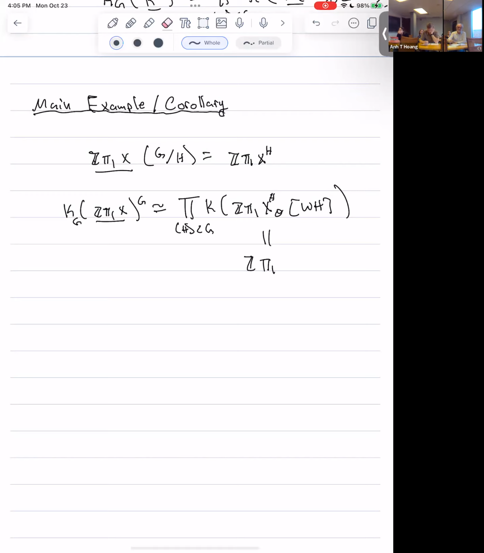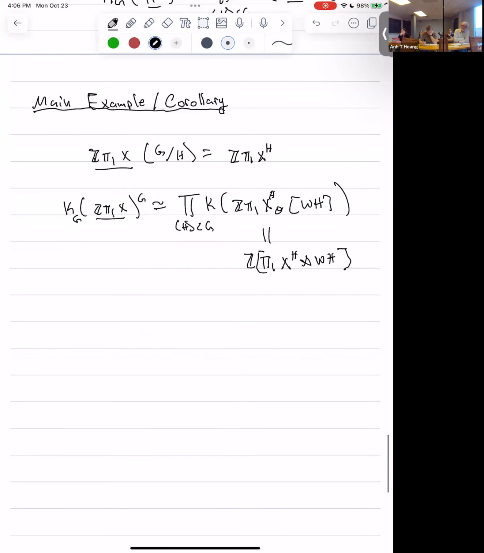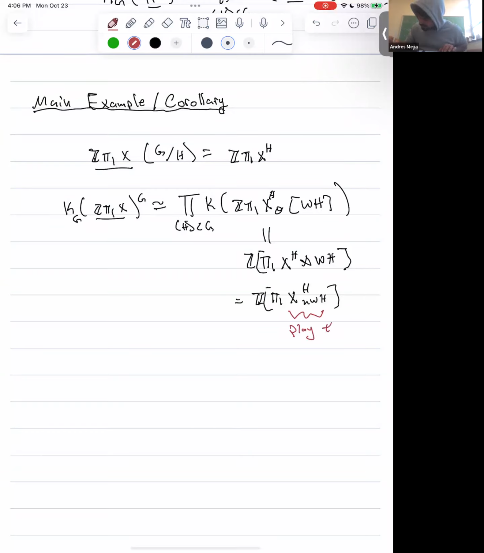WH. And this is, of course, what we desired because this is equal to Z adjoined pi 1 of X, HWH. And the way we typically think about this is on the level of spaces. These guys play the role of twisted group rings for A theory.